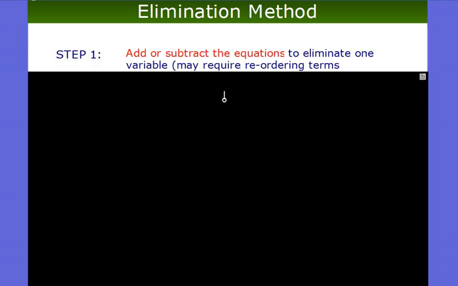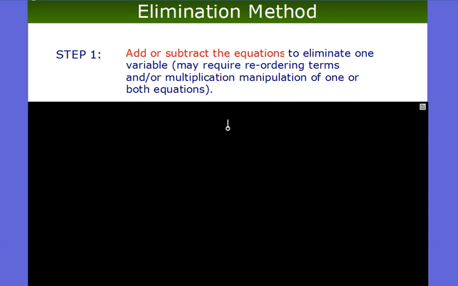Okay, so in this video we're going to talk about the third method for solving systems of equations. The first one was graphing, second one was substitution. This one is called the elimination method because we are going to be eliminating variables. So let's look at the steps.